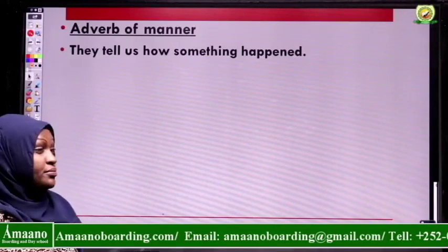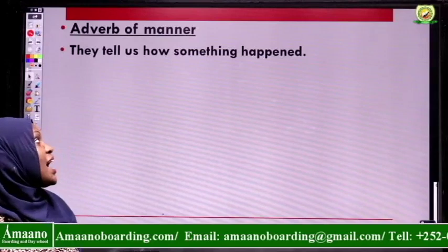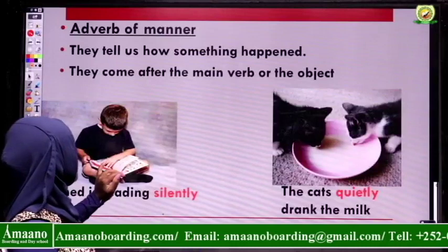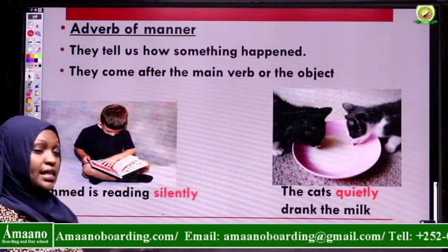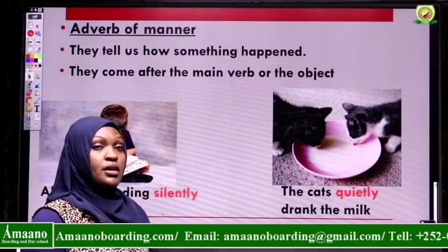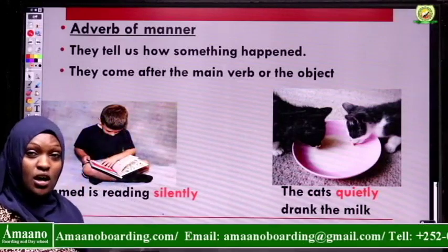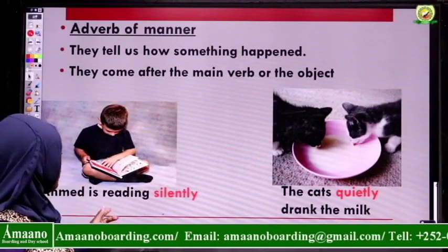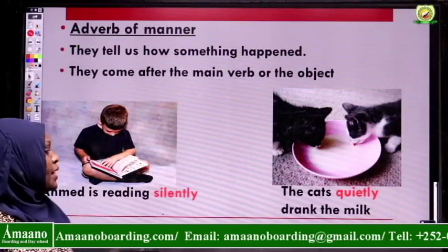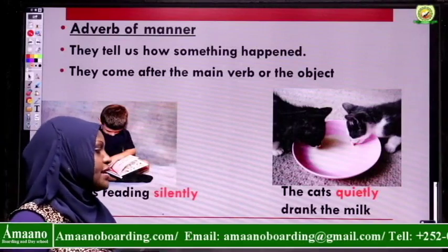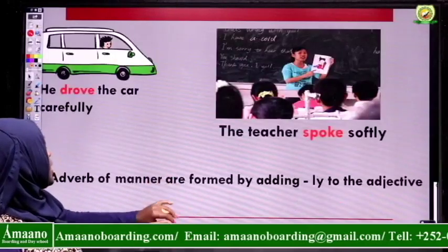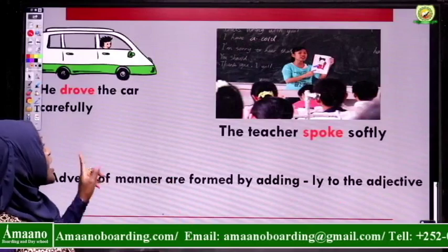Adverbs of manner tell us how something happened. And the adverb of manner always comes after the main verb or after the object. For example, Ahmed is reading silently. The cat quietly drank the milk. He drove the car carefully.